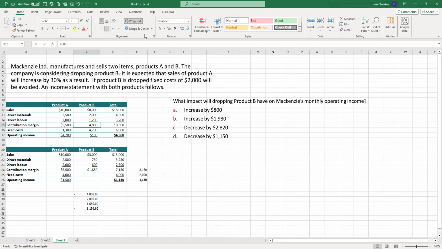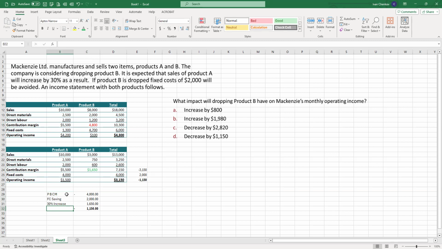Let me see if I can find it. No, I cannot. Scratch it here. This one is gone. This one is coming in. And 2,000 here are gone. So that's my saving. That's my loss of contribution margin. That's the additional gain from the 30% increase. That's product B contribution margin. That's a fixed cost saving. That's the 30% increase in sales. Make sense?